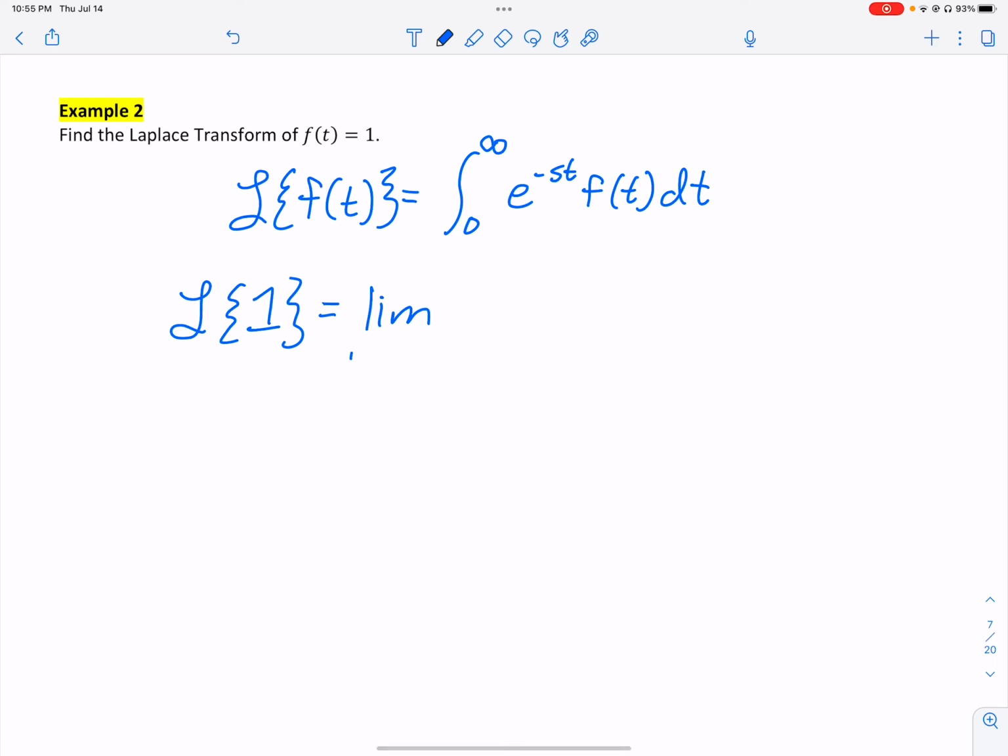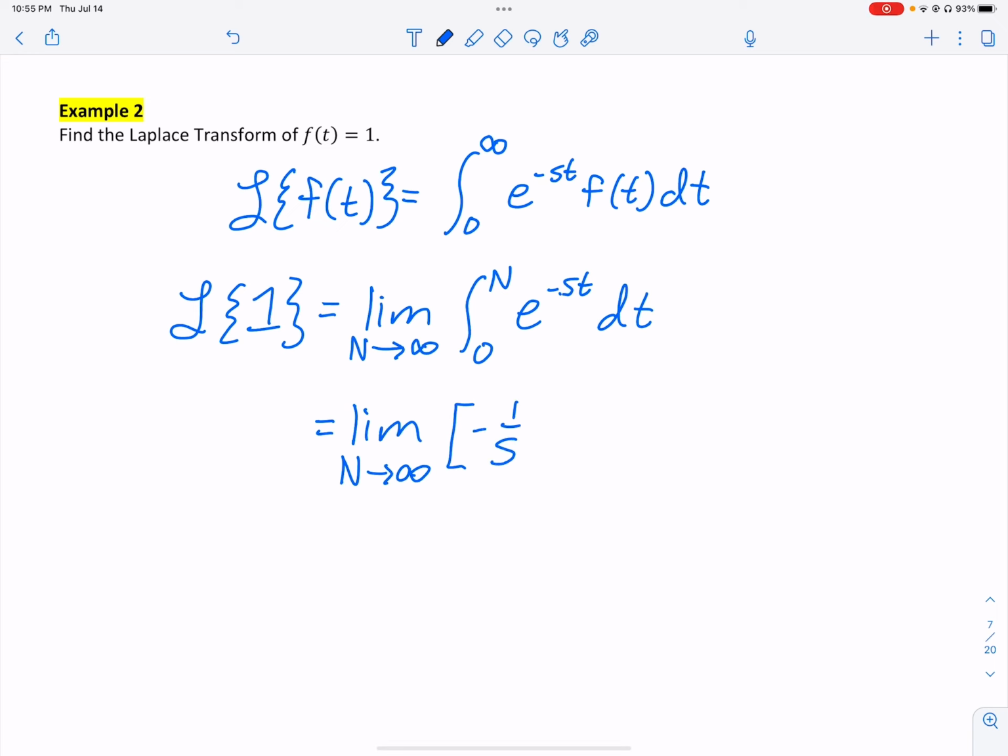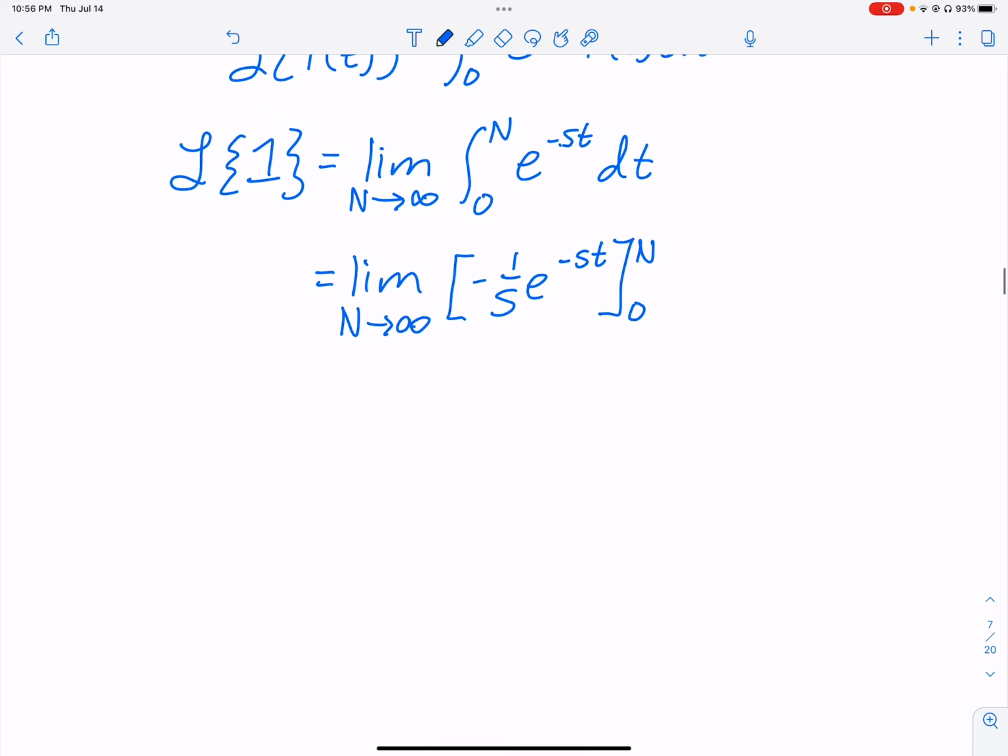So the Laplace of 1 equals, okay, and I'm going to go ahead and change this to the limit because I can't work this out if that's an infinity, but I can work it out if it's an n. So I've got negative e to the negative st, that's a 1, so it's just dt. Now I work this out. We're just following the definition, trying to figure out what is the Laplace of 1. Okay, I'm going to evaluate this. I've got negative 1 over s e to the negative st. Remember, it's in terms of t, and we're running from 0 to big N.